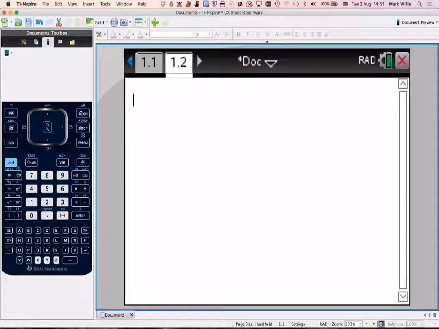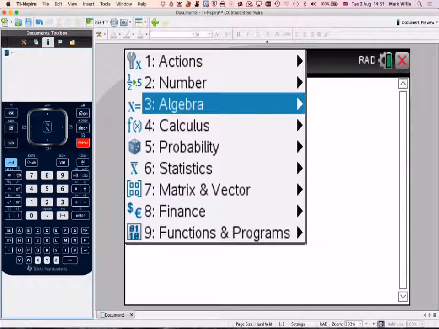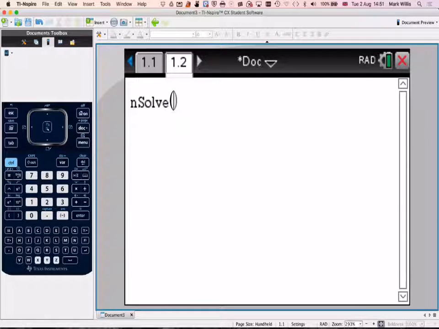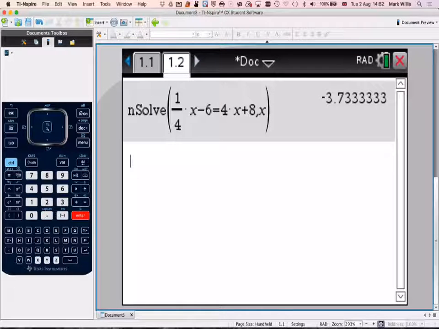Number, menu, 3, algebra, numerical solve, number 1, and we're going to put in 1 divided by 4, x minus 6 is equal to 4x plus 8, then the comma. Don't forget the comma because we need to tell it to solve it for x. Enter, and we've got minus 3.7333.